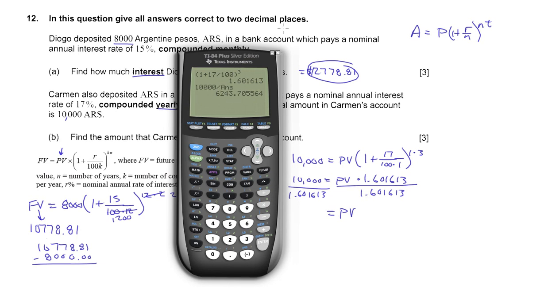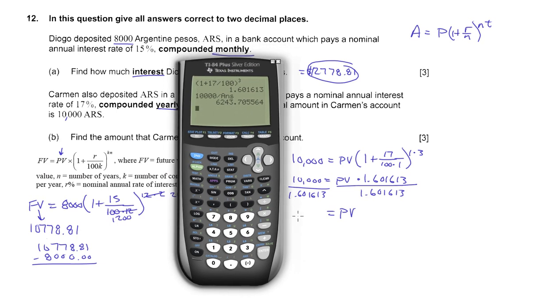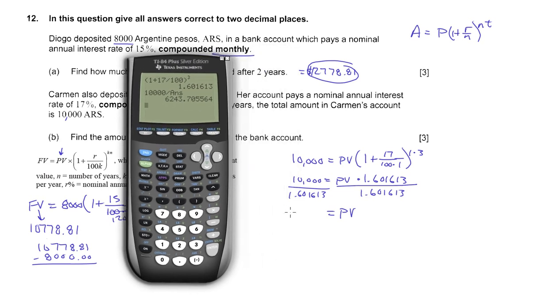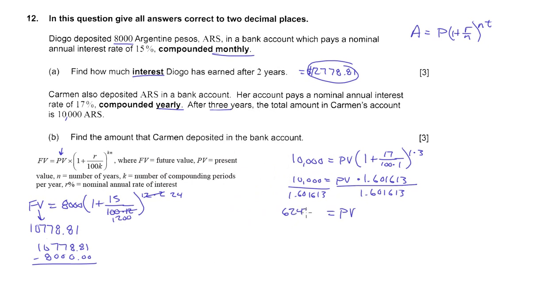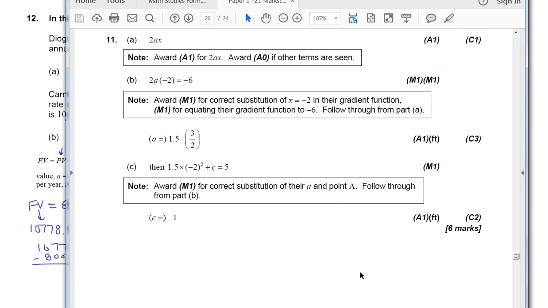So let's round to 2 decimal places, so 6243.71, and that's the ARS, right? ARS is the amount that Carmen deposited in the bank originally. So that's a pretty good amount. Got a lot of interest on that. Okay, so let's check it against our mark scheme and see how we did.